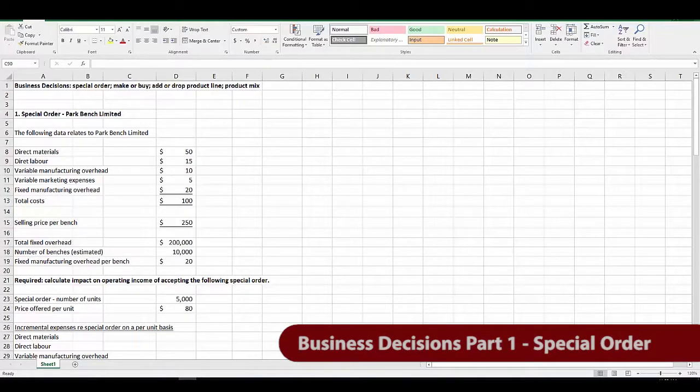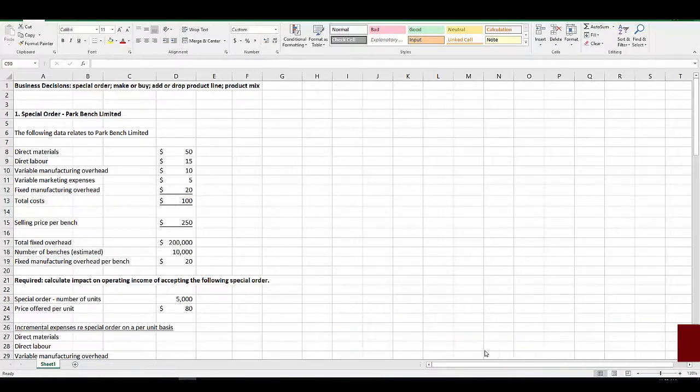This problem is focused on various business decisions that a company would have to make. So the first one we're looking at is special order, and this relates to Park Bench Limited. So the information concerning the cost to make these benches is outlined here, along with the selling price, their fixed overhead, their number of benches, and so on.